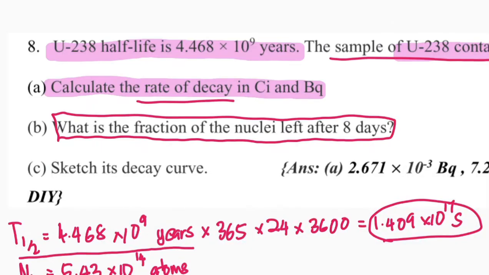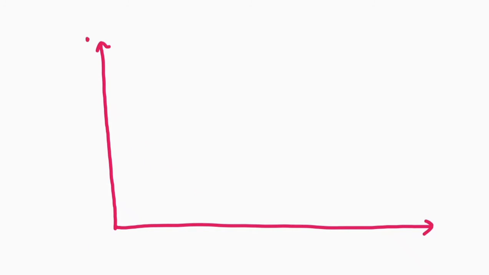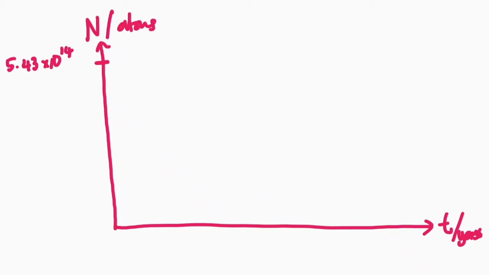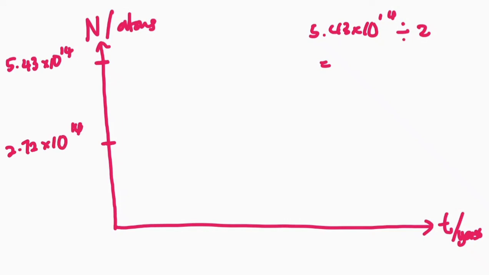And lastly, question C. It asks us to sketch the decay curve. We have to put in all the information. I'm going to put this one in years because it's much easier. Okay, we're going to start with our N naught, that is 5.43 times 10 to the power 14. Half of the N naught, we have to do the calculation ourselves. 5.43 times 10 to the power 14, you divide by 2. So that would be 2.72 times 10 to the power 14.